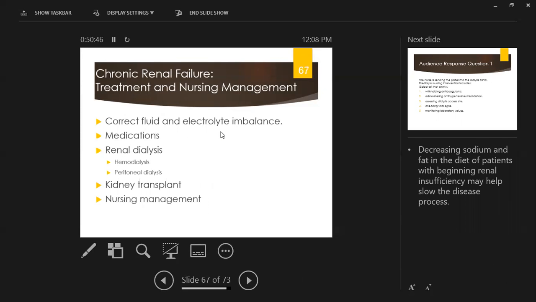We need to correct fluid and electrolyte imbalances when a person's in chronic renal failure. We want to put them on medications in order to increase their renal function and decrease their fluid retention. They may also get renal dialysis, potentially hemodialysis, which goes through an AV fistula, or peritoneal dialysis, which is done through the abdomen. They might also have a kidney transplant if they make the list and they're a good candidate. Nursing management includes just really encouraging the dietary changes and administering the medications. Dietary changes include decreasing sodium and fat in the diet of those patients that start to have renal insufficiency, and it helps to slow the disease process.